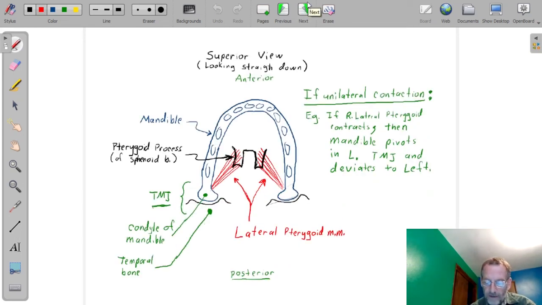This slide is copied from the previous one. So what happens if we have unilateral contraction? Unilateral is where just one side contracts. So let's say we contract just the right lateral pterygoid. That would be this one with the green dot. If that one shortens, contracts, it'll pull this condyle forward. So that's shown in the next slide.